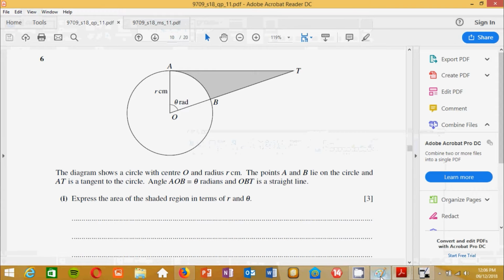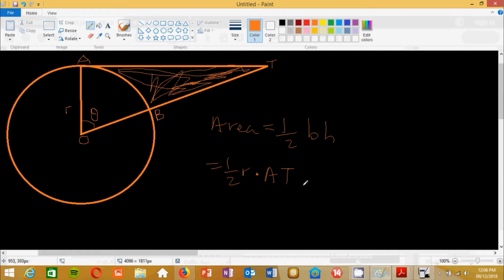Now, the question says we need to express this area in terms of r and theta. So I need to somehow express this AT in terms of r and theta so that I can replace it here. So how do I find AT? Well, I can take a look at this theta here. Remember, this theta is inside the triangle, and I can use my SOHCAHTOA. So sine of this theta is the opposite AT over the hypotenuse, which is OT. Cosine of this theta is the adjacent, which is r, over the hypotenuse OT, and then the tangent of this theta is the opposite AT over the adjacent, which is r. Okay, and that's the one I'm going to use.